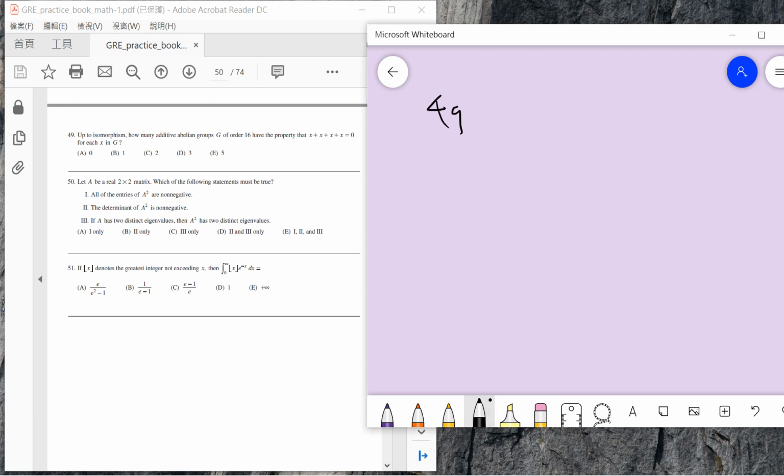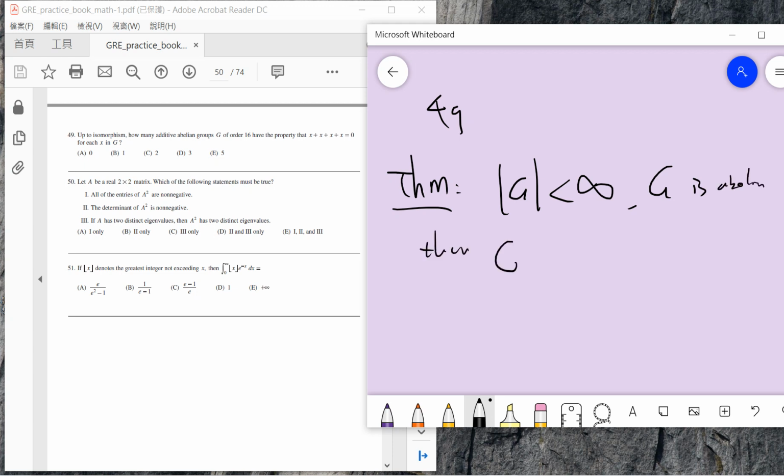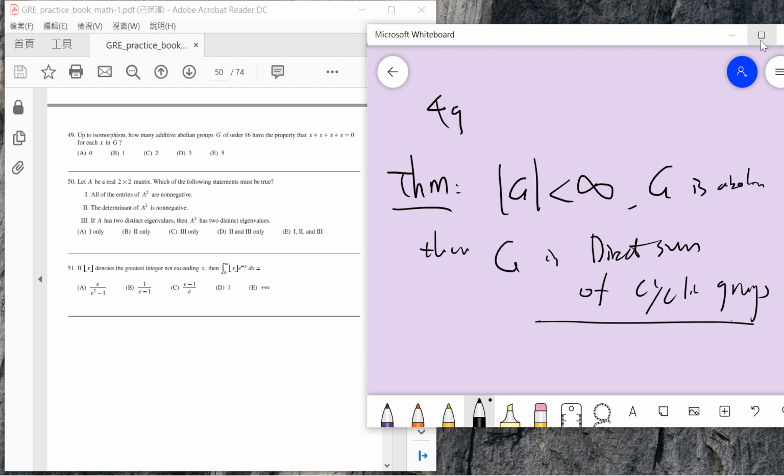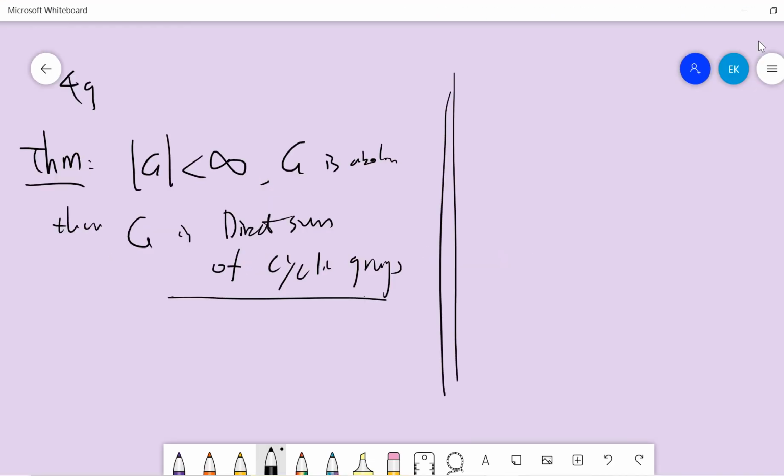After isomorphism, how many additive abelian groups G of order 16 have the property that 4x equals 0 for each x? So to solve this, you need to remember that if G is finite and abelian, then G is a direct sum of Sylow groups. For G of order 16, it's 2 to the 4th. So we can separate it into different kinds of abelian groups.